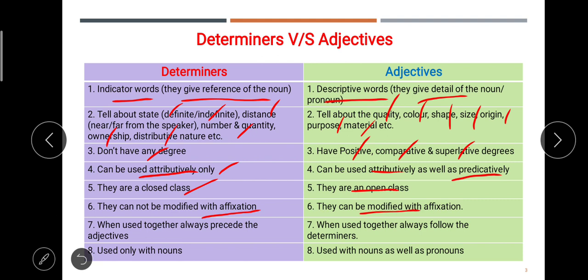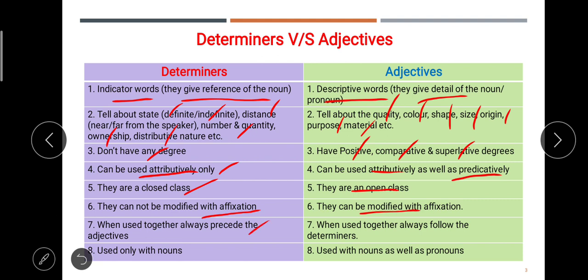Determiners cannot be formed into different categories of words or a different class of word. If the word is my, we can't use any affixation. No prefix, no suffix can be used with possessive pronouns. Even with 1, 2, 3 or first, second, third, we can't use any prefix or suffix with these words. So they can't be made into different words. They can't be modified. The seventh difference is when used together, determiners always precede the adjective.